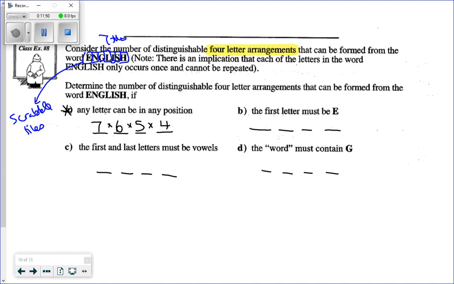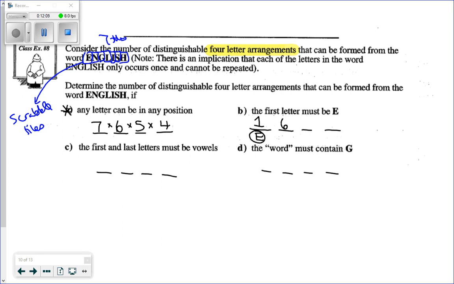Okay, part B. The first letter must be an E. So this is a restriction now. How many E's do you have in the word English? 1. So that means you've only got 1 choice for that first position. So you've placed the letter E. Now how many Scrabble tiles do you have left in front of you?